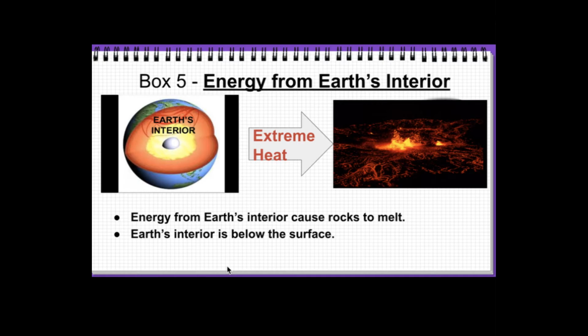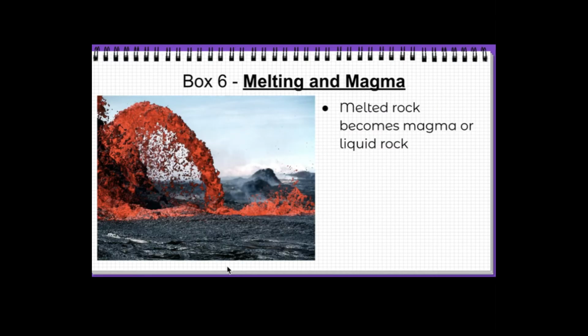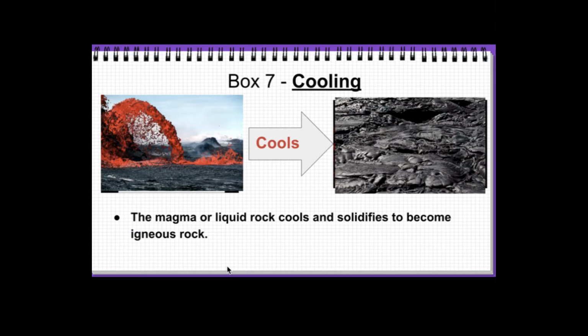So let me go over it again. This is the second energy source. Energy from Earth's interior causes rocks to melt. And remember, this is below the surface. When the rocks melt, they become liquid rock or magma. And when it cools, it solidifies, becomes a solid, to become igneous rock.